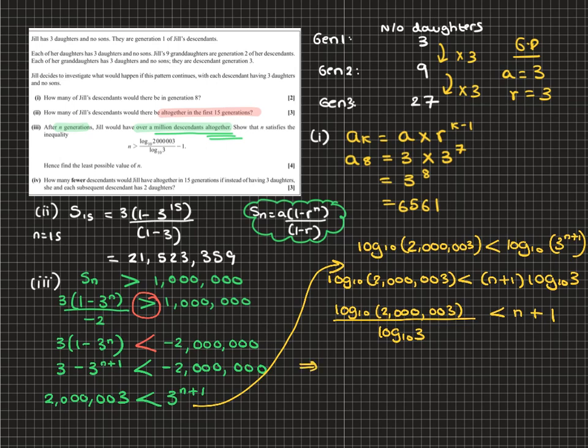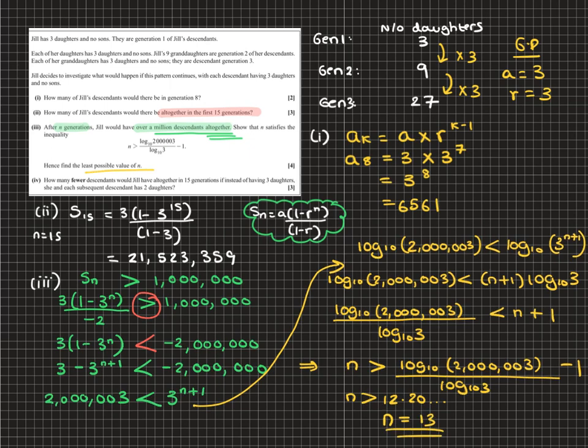And subtract 1 from both sides, which leaves me with n is greater than log to the base 10 of 2 million and 3 over log to the base 10 of 3, subtract 1. So let's work out what this value is on the right-hand side, and n is greater than this. So n must be greater than 12.20 ... So that gives us n equals 13 as the least possible value of n.